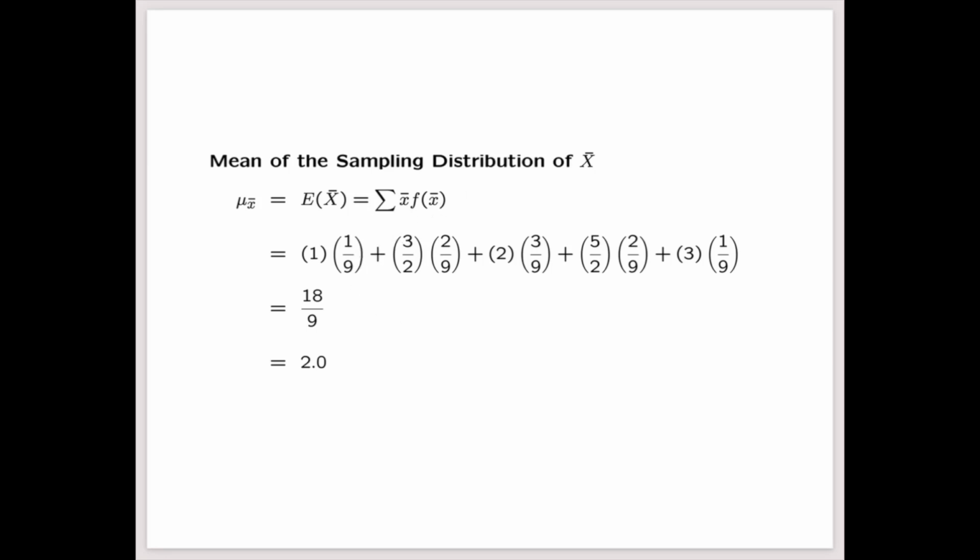And so the values in the sample space of X bar we found were 1, 3 halves, 2, 5 halves, and 3. The probabilities associated with those values in the sample space were 1/9, 2/9, 3/9, 2/9, and 1/9. And so we apply this formula. We get this sum. It's a weighted sum or a weighted average, really. When you calculate that weighted average, you get 18 over 9 or 2. So the mean of the sampling distribution of X bar, the place at which it's centered, the expected value of X bar is equal to 2.0.